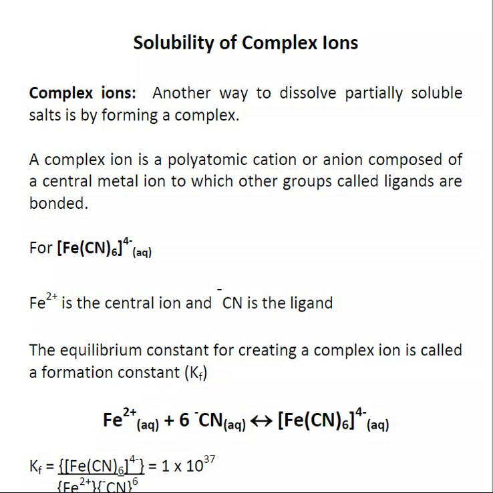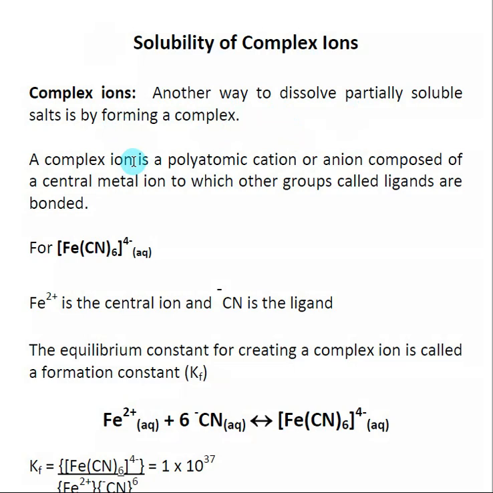The last topic that we are going to talk about in this chapter is the solubility of complex ions. And for right now, a complex ion is really just another way to dissolve partially soluble and insoluble salts and cause them to go into solution. Complex ions are a little bit ahead of what we've been talking about because they involve different kinds of bonding than we have previously discussed.